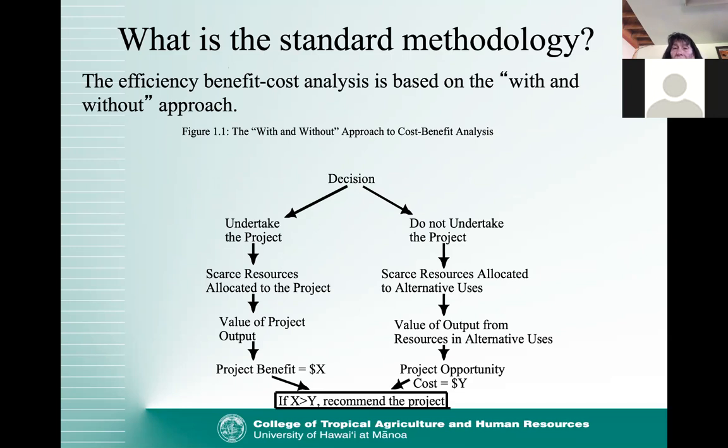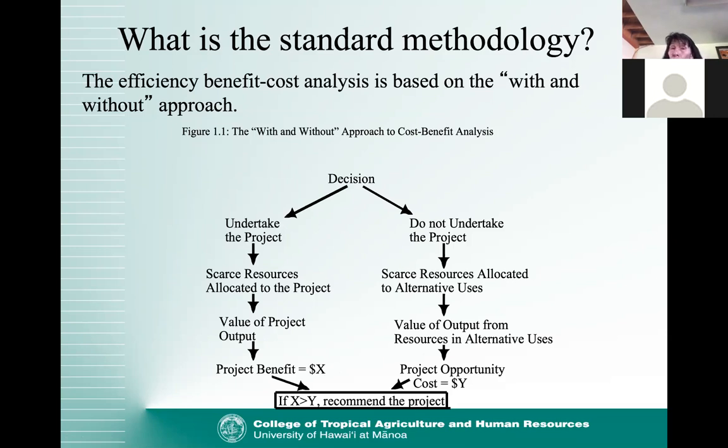So again, we're looking at the with and without analysis, and I want to point you to right here where it says scarce resources are allocated to the project. So you're saying, okay, I'm going to get resources allocated to my project, and then I have to value the output of the project. That can be very thorny. How do we do that? And if we do not undertake the project, which is really the other opportunity or the other alternative, then we have scarce resources allocated to other uses, and we have to value those. And how are we going to figure out which one? Well, we've got to compare the value with the project to the value if the resources go somewhere else. So that's what we're trying to do. And you notice we have the project benefit X and the project opportunity cost Y that we've been just talking about until you're probably sick of it, but that's where we're at.